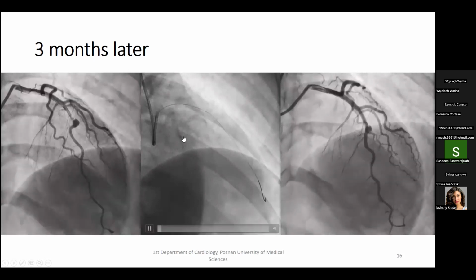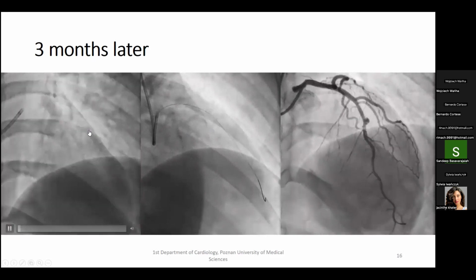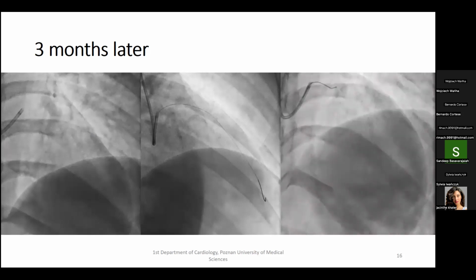Right, that's right. And probably it was the same reason as before. It was probably the reason for the coronary occlusion and myocardial infarction. I passed the wire very easily because I saw the distal segment of the artery. I also did an IVUS.